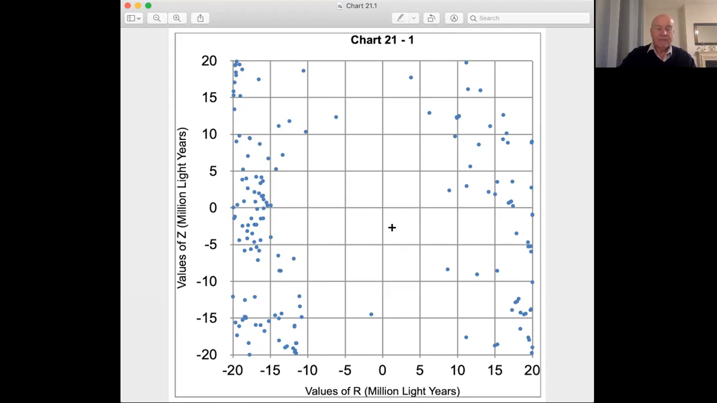Now, obviously there are other voids in galaxy distribution patterns, but this void has been located by locating first the center of the universe and then looking at the galaxy plots around it.